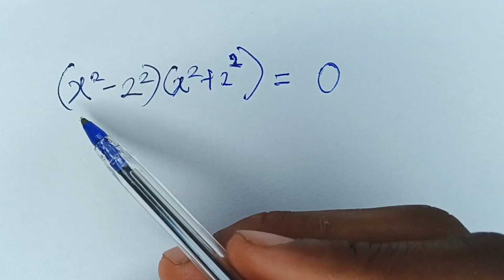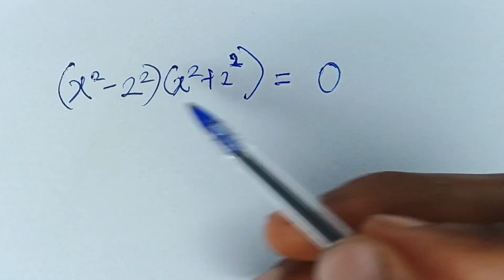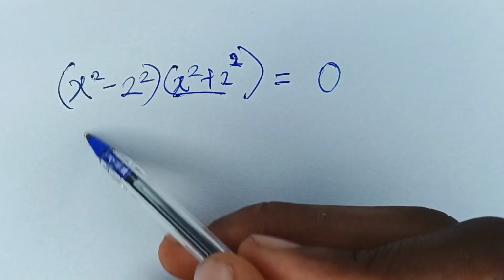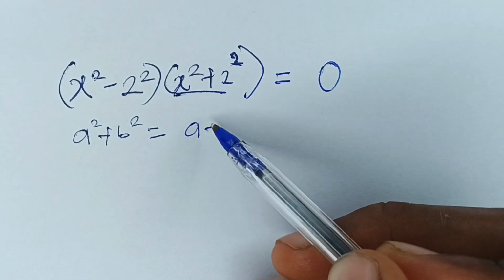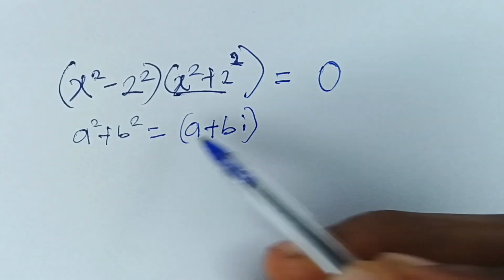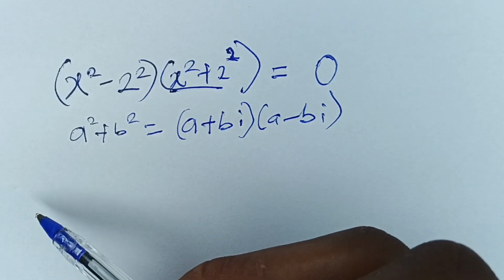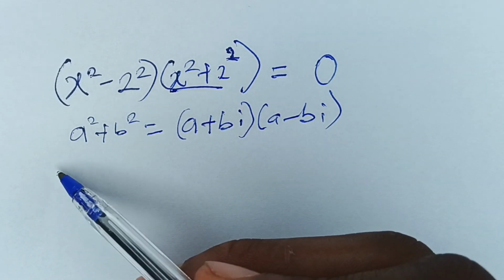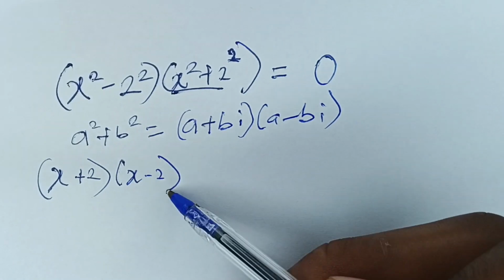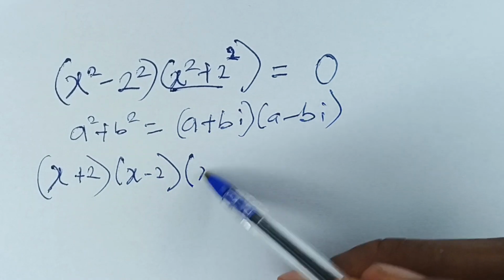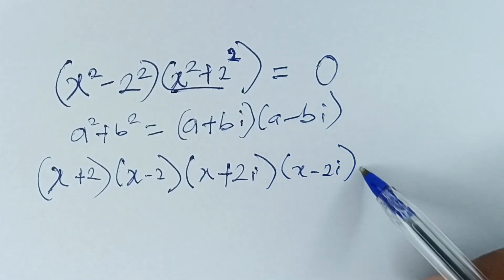So initially I've stated the law of difference of two squares, which we applied before, so we will not repeat that, but let's state the law of sum of two squares. If you have something like a squared plus b squared, it is equal to a plus bi into a minus bi. Okay, so using these laws, let's reapply the law of difference of two squares here. So we have x plus 2 into x minus 2 multiplied by, for here, x plus 2i into x minus 2i is equal to 0.